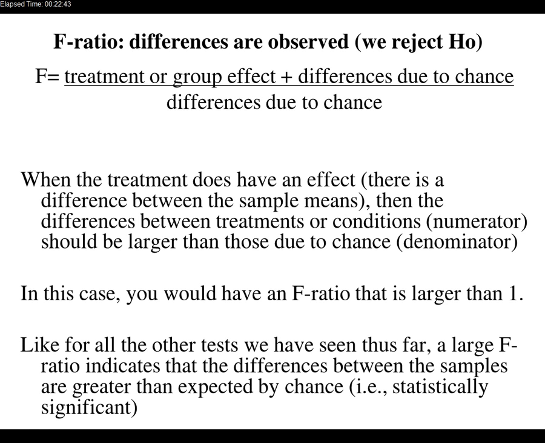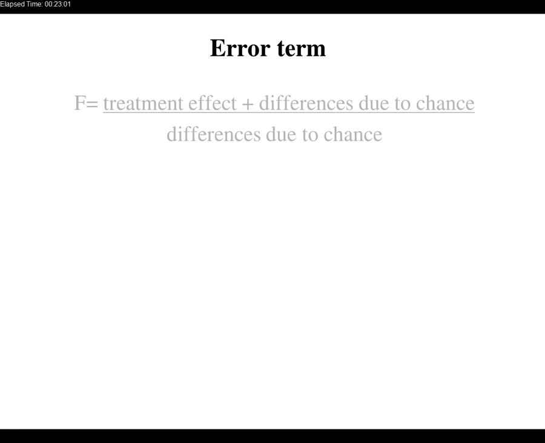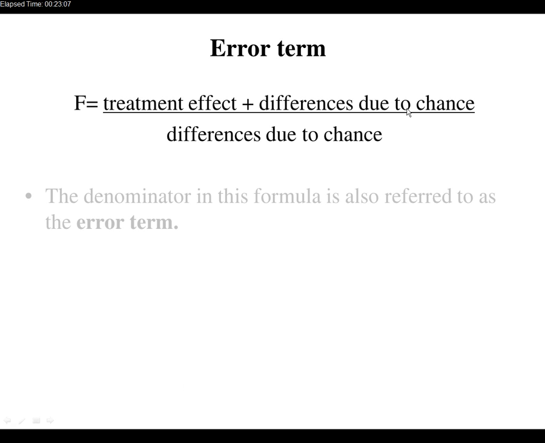Like for all the other tests we have used so far, a large F ratio indicates that the differences between the samples are greater than expected by chance. In other words, they're statistically significant. What the heck is the error term, you're saying? Well, remember, this is the formula for F, and the denominator in this formula is also referred to as the error term, or chance.